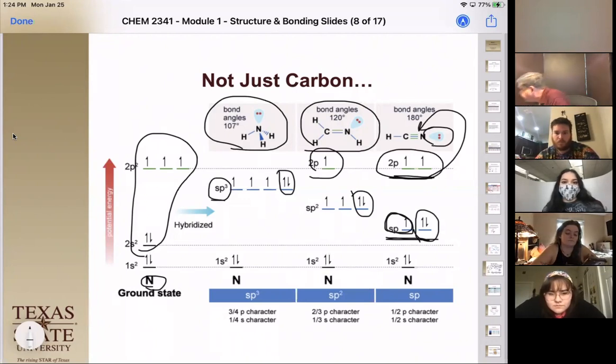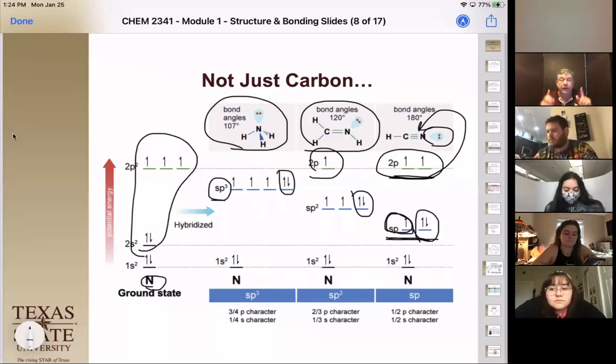Uh-oh. Lost my Diet Coke. Okay, questions on that? So all of the second row elements, nitrogen, oxygen, carbon, all do this. Okay.